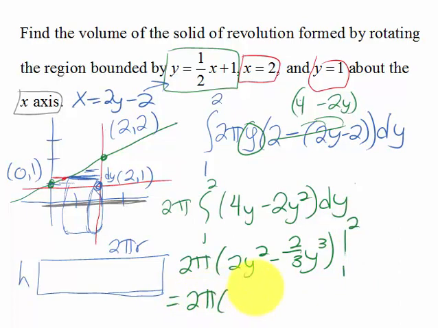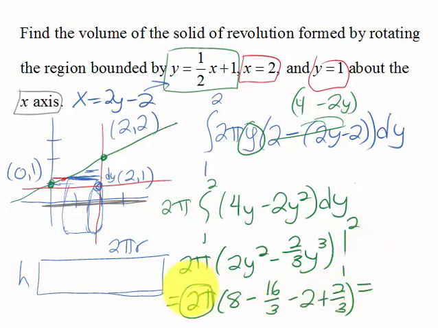So we have 2 pi multiplied by putting a 2 in here, that's going to be 8, minus putting a 2 in here, 8 times 2, that's going to be 16 thirds. And then our lower limit, minus 2, putting the 1 in here, we're going to have 2 thirds, and that will be a plus. So let's go ahead and simplify that. And it looks like we have negative 14 thirds and then plus 6, which would be 18 thirds. So we're going to get 4 thirds, and then we multiply that by the 2 pi. So it looks like we got 8 thirds pi. And that's a good thing because that's exactly what we got when we did the washer method.